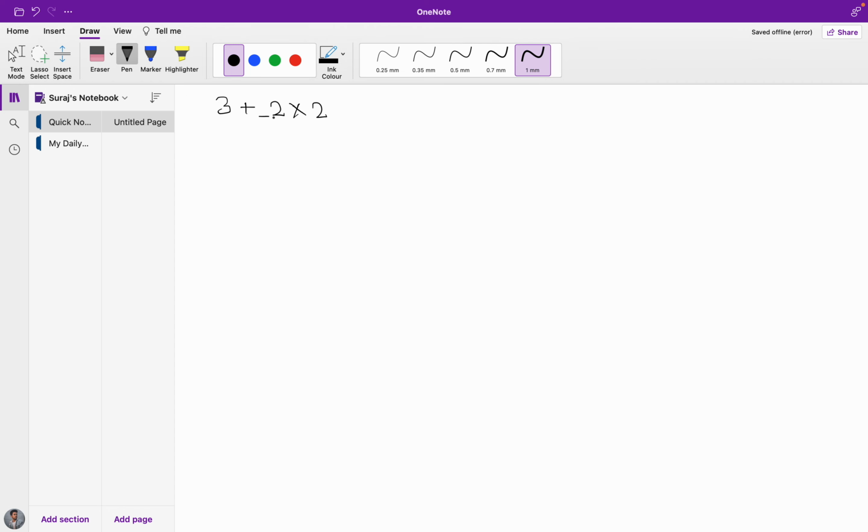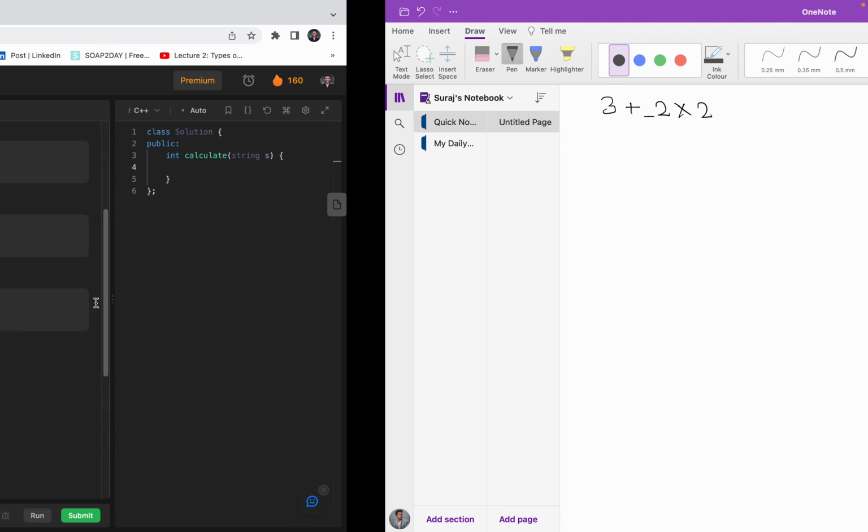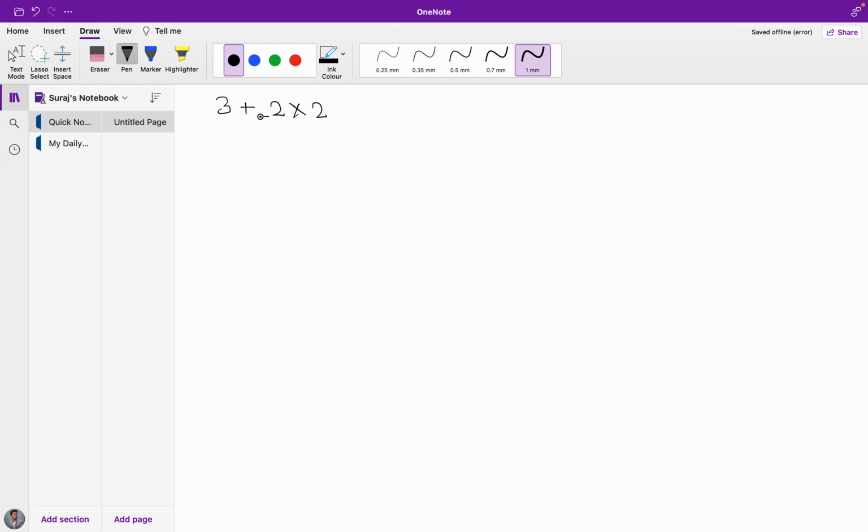Let's say I have a space here also. Okay, cool. Now what I am going to do is loop over this string, and then I will be checking each and every character. So yeah, I am here.